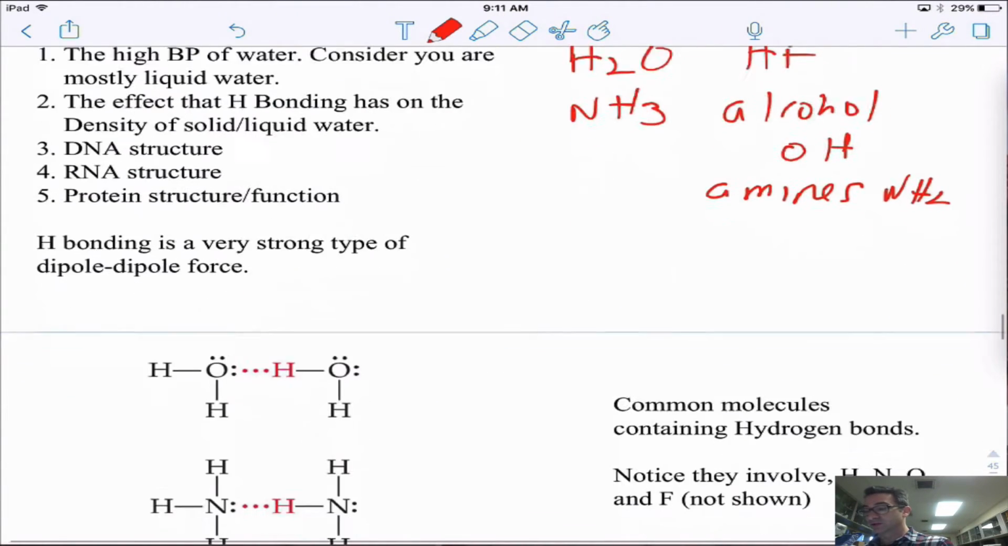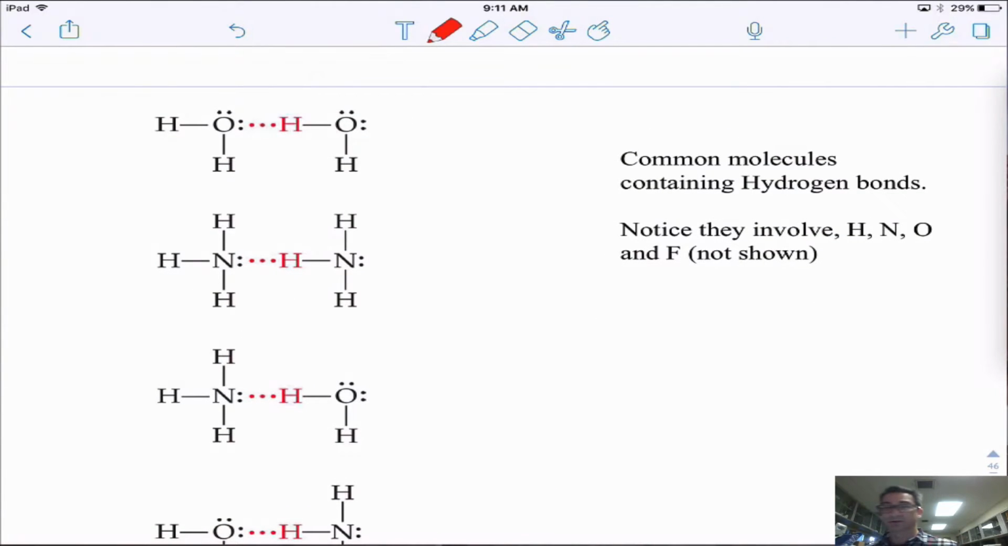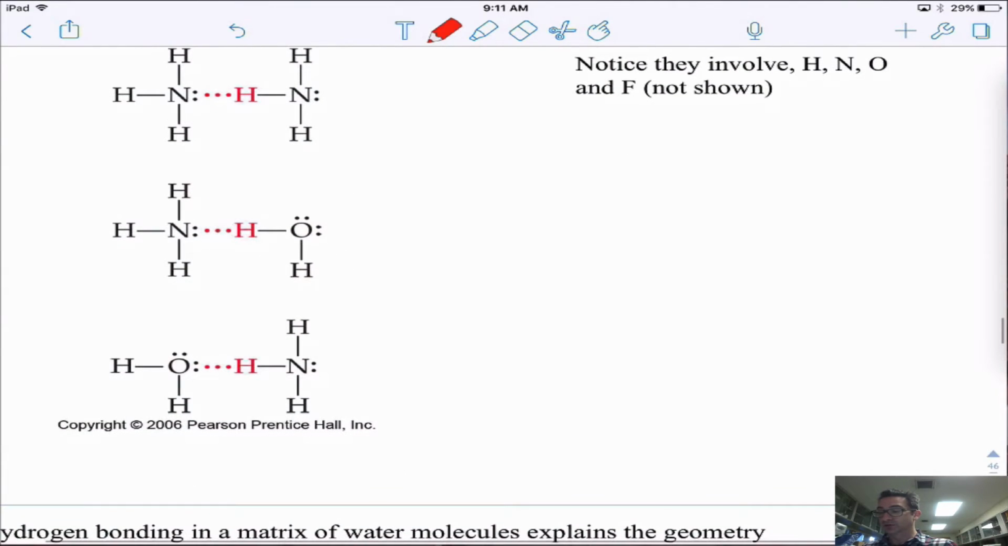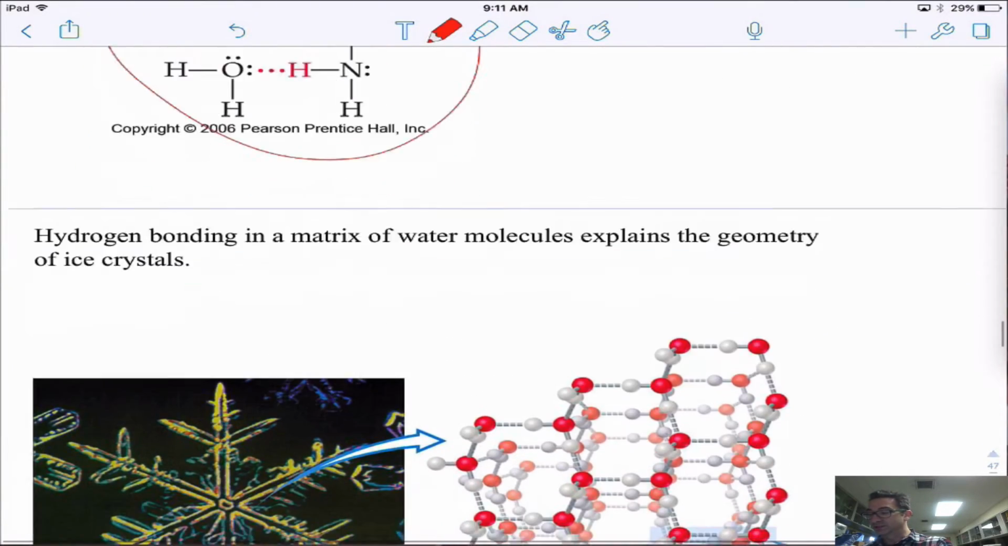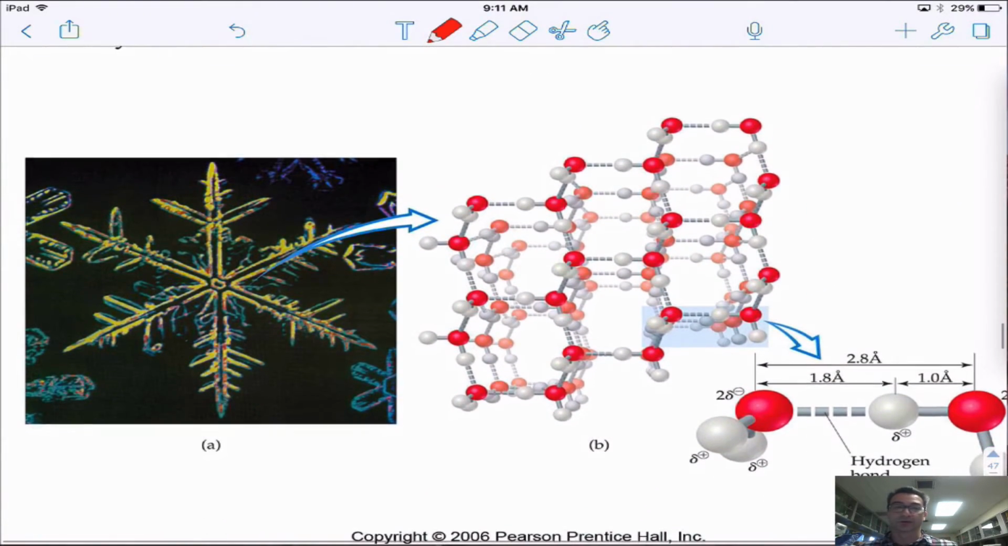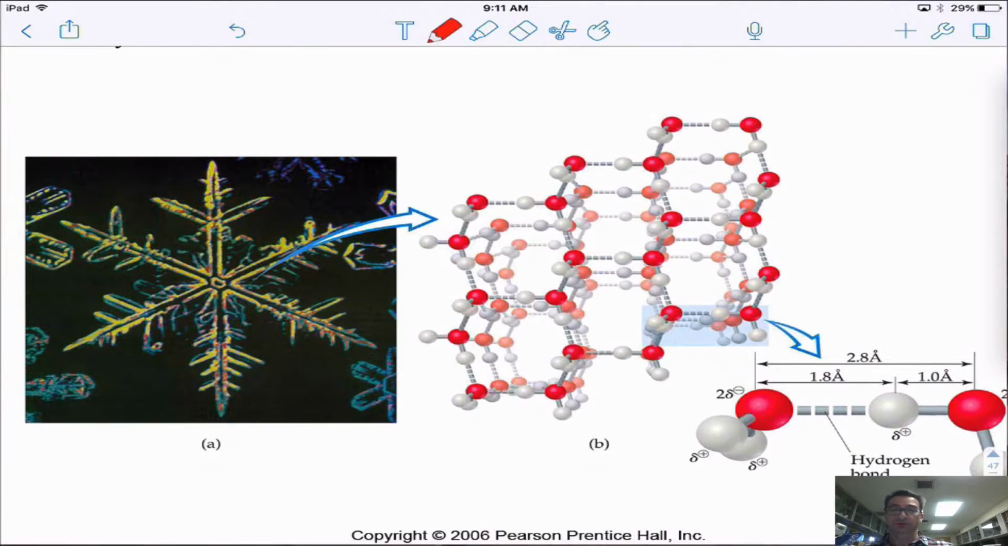Here are some illustrations of hydrogen bonding. So here's two waters, hydrogen bonded together in the top here. Here are two ammonias. Here's a water and ammonia mixture, and we show the different combinations of hydrogen bonds at the bottom there. What I find interesting about water in particular is we can look at solid water like a snowflake and we can see the crystal structure of it.